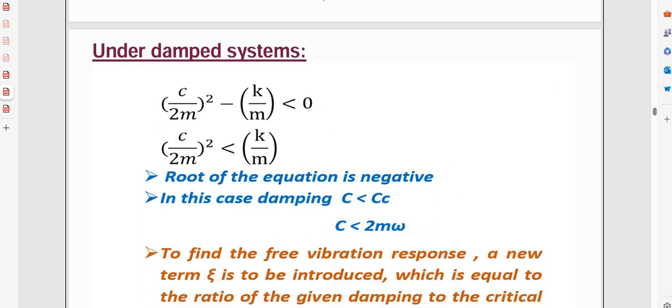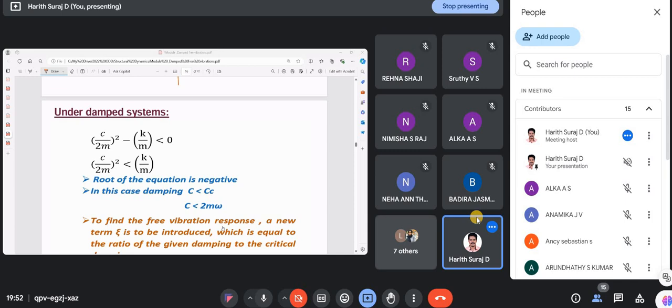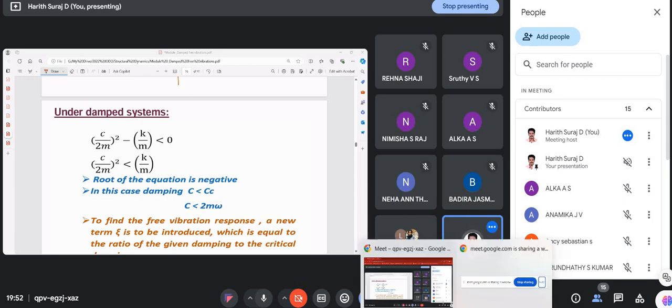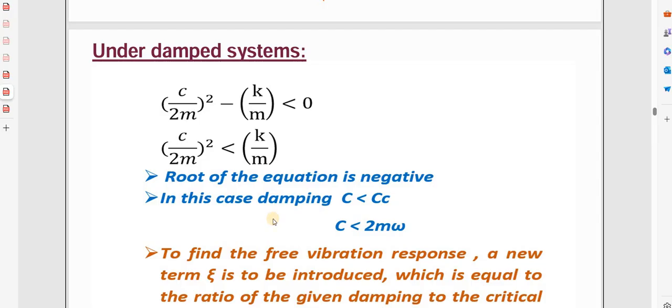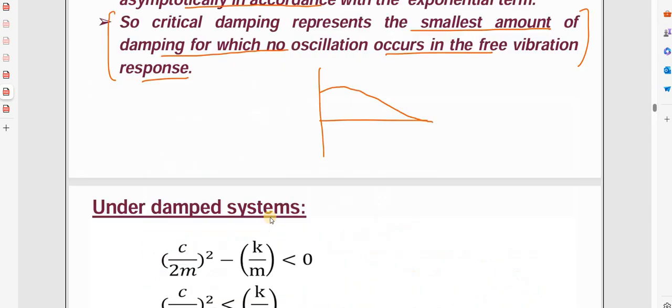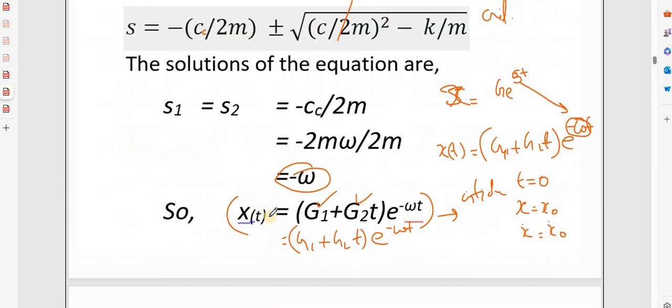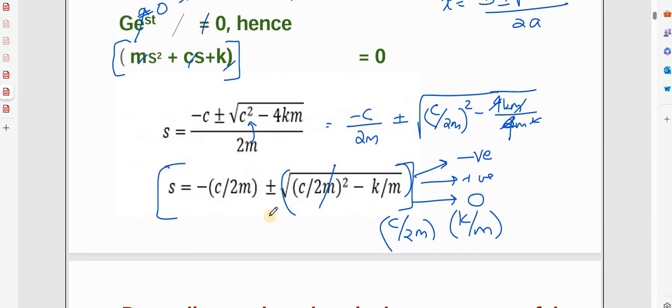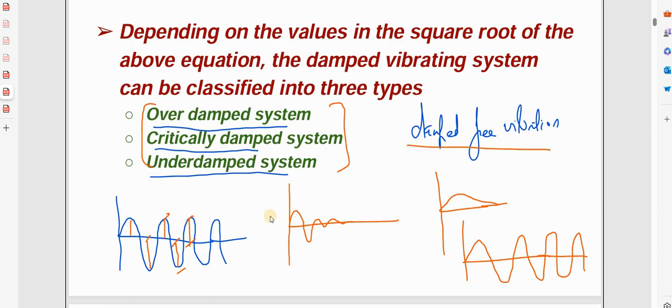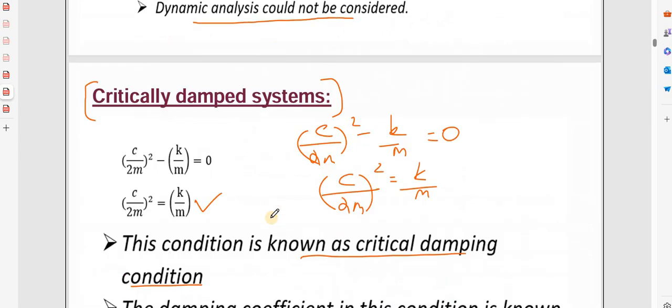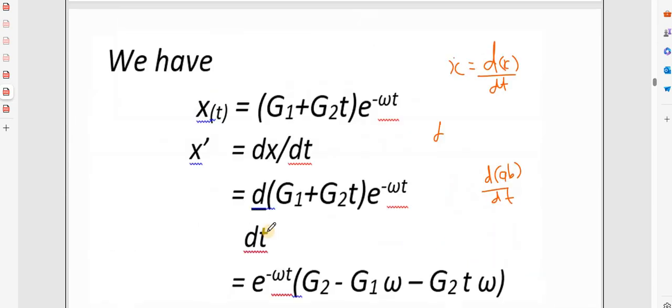Okay, under damped system. Here you can see we started with 3 conditions. The first condition was the over damped system. What is the case of the over damped system? (c by 2m) squared minus k by m is greater than 0. Next one, this is equal to 0. Third one, this is less than 0. That is what we are discussing now, the under damped system.